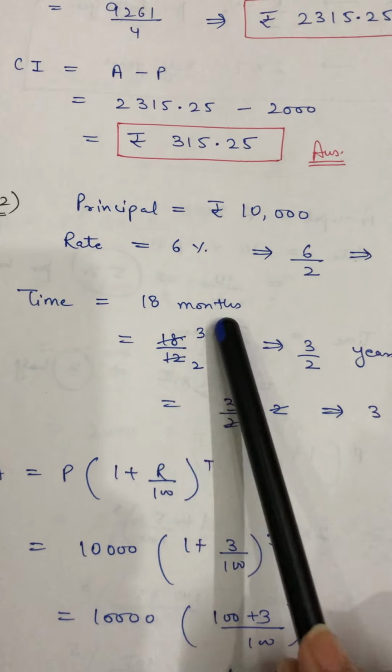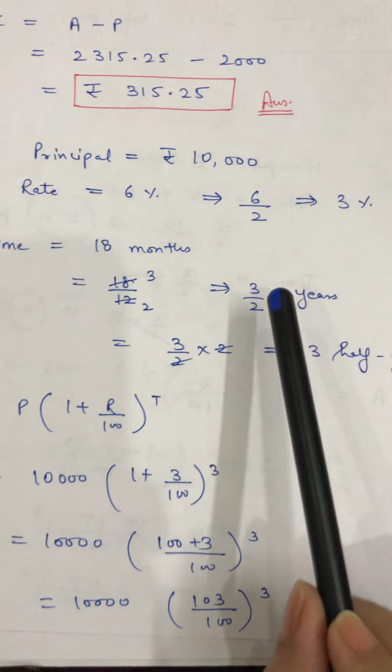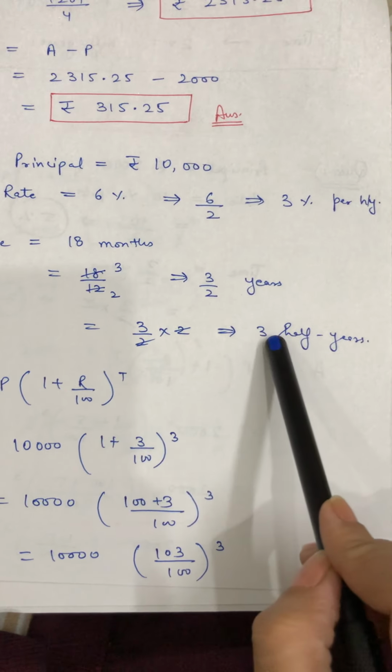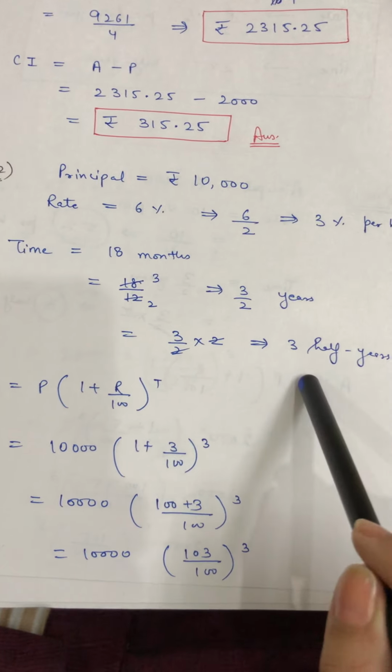Okay, so now cancel it. It is now 3 by 2 years. Now you have to make it half yearly, so multiply with 2. 2 and 2 get cancelled. Now 3 half years are the time.